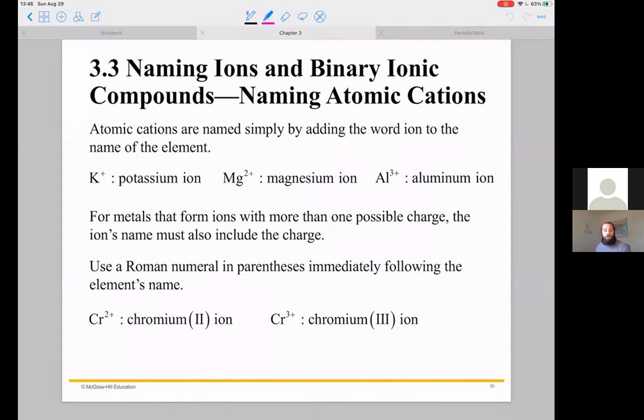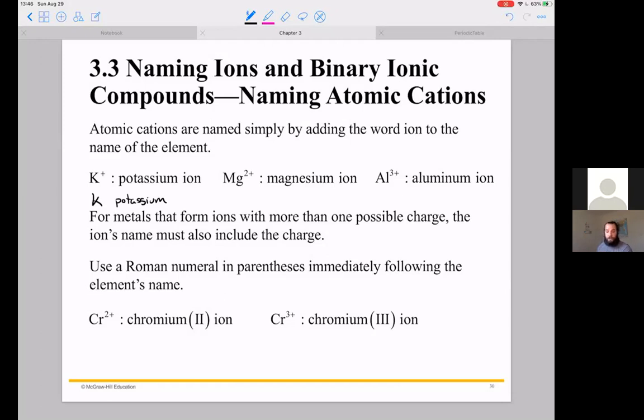Cations, the positively charged ions, are the easiest, right? K all by itself is potassium. K plus, that ion, we just call it the potassium ion. Magnesium, when it becomes an ion, is the magnesium ion. Aluminum, when it becomes the ion, is the aluminum ion. All you do is stick the word ion onto the name.